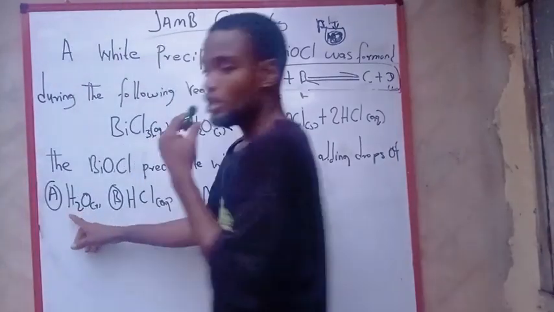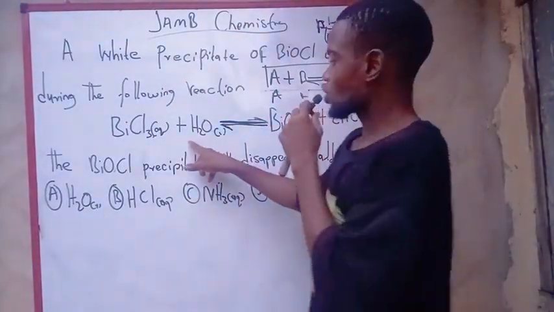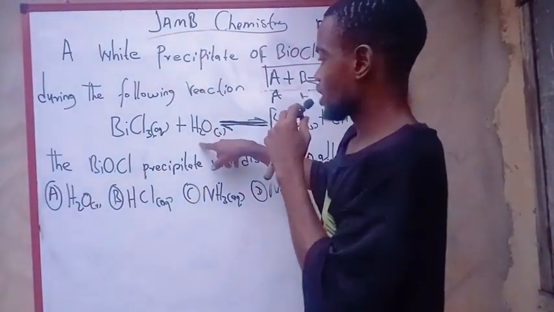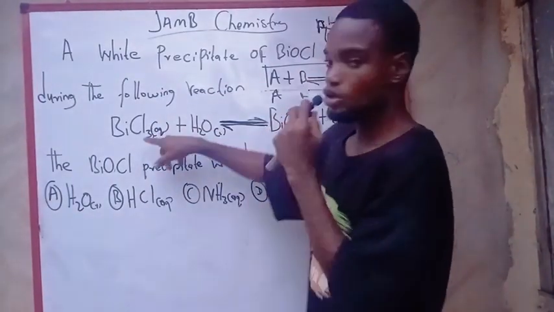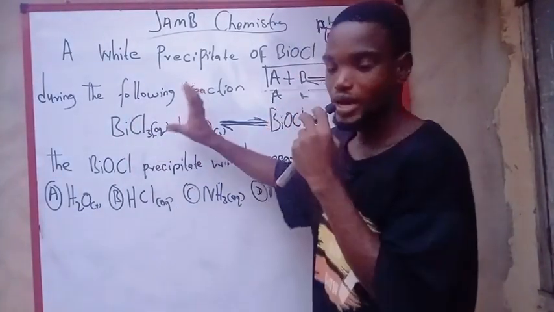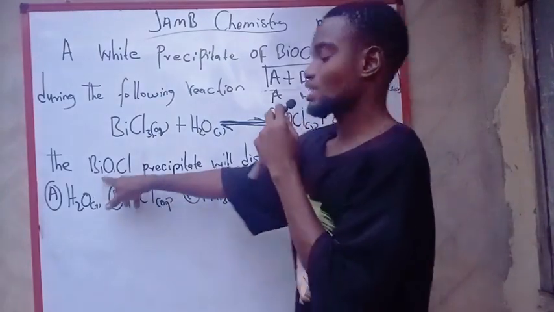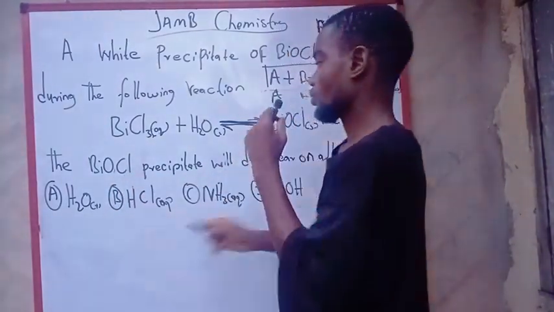Add. Now let's go. Option A says H2O. Where is H2O here? This is H2O. So if I should add H2O on this particular reaction, what's going to happen? H2O will be more, and BiCl will try to react with it. On so doing, BiCl is going to what? Is going to be disappearing, and that's not the question. We are looking for what? Disappearing of BiOCl, which is this one. So this one is not correct.